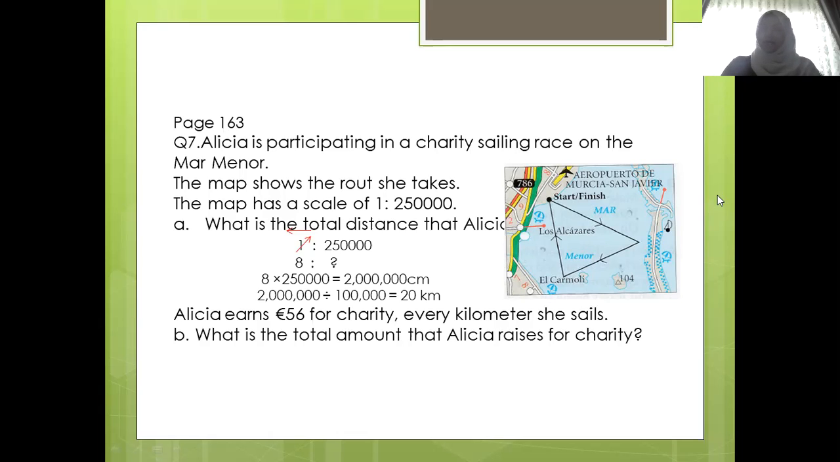After that, they said that Alicia earns 56 euro for charity every kilometer she sails. So what is the total amount? We'll just multiply by the amount, and that means she will earn 1,120 euro. Okay, now we're done going through that.